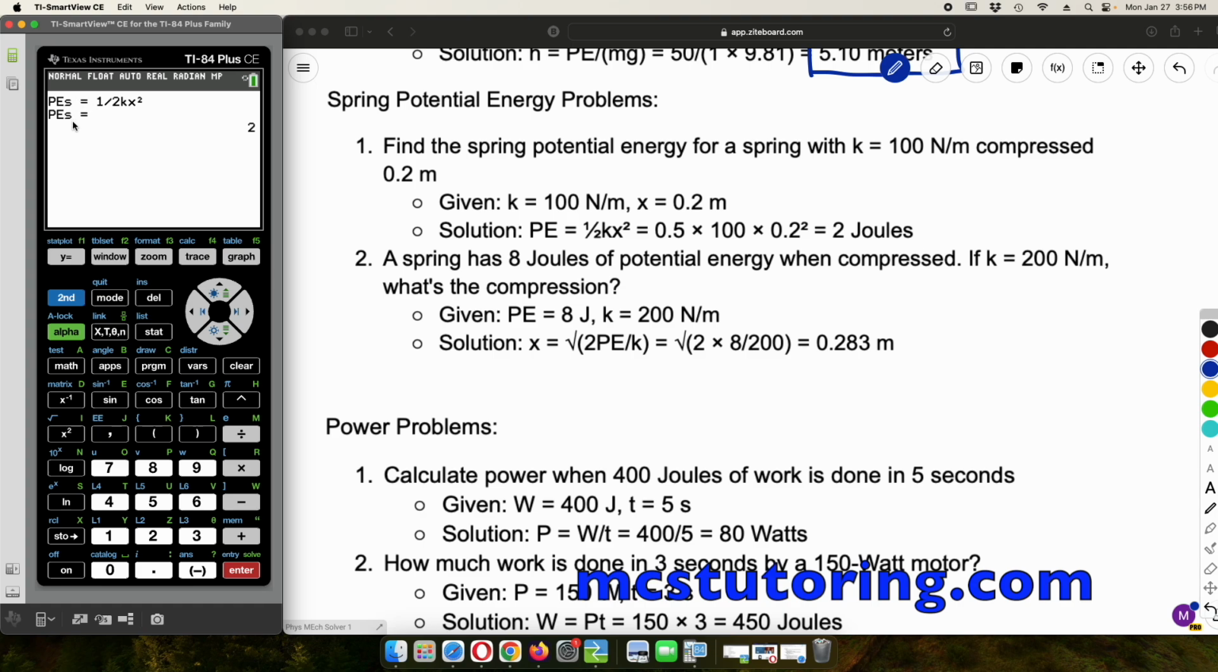I couldn't do a subscript. Maybe you can, and I'm just not smart enough, and I'm just going to be okay with that. It's 2. So 2 joules. Yes, we have an answer that fits.